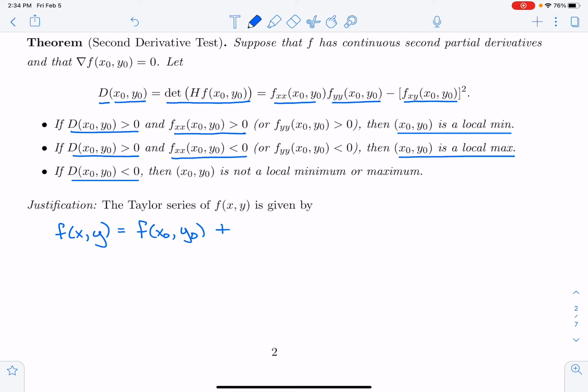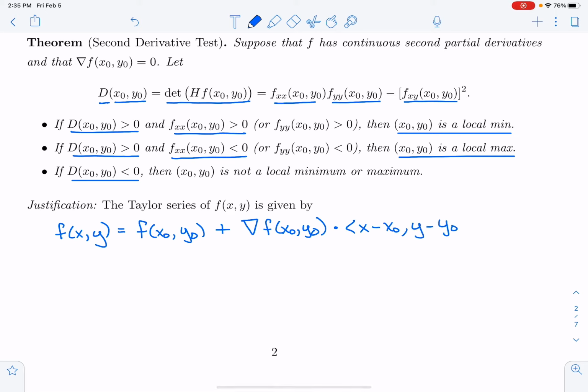We would have the derivative of f at x0, y0, and then we're going to multiply by x minus x0. But in this case, the derivative is going to be the gradient. So we have the gradient, and instead of multiplying, we're going to take a dot product with x minus x0, y minus y0.